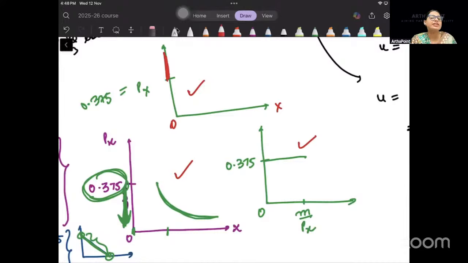Very tricky and very interesting. The demand of good X is vertical, horizontal, and rectangular hyperbola. Is it making sense?